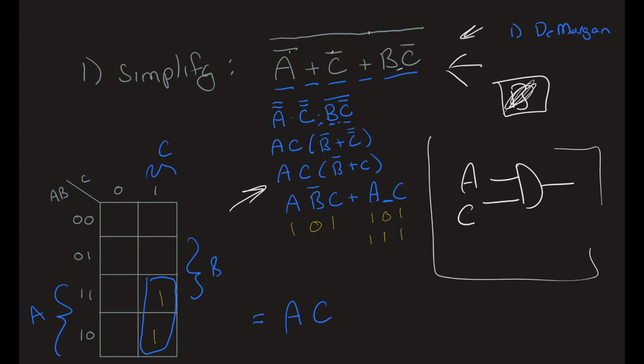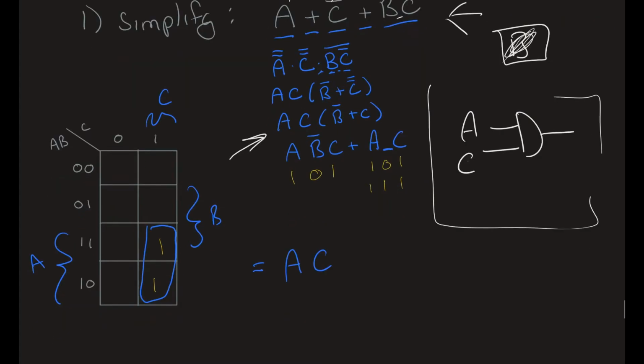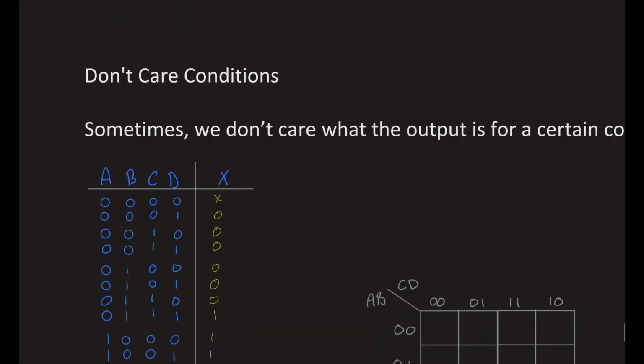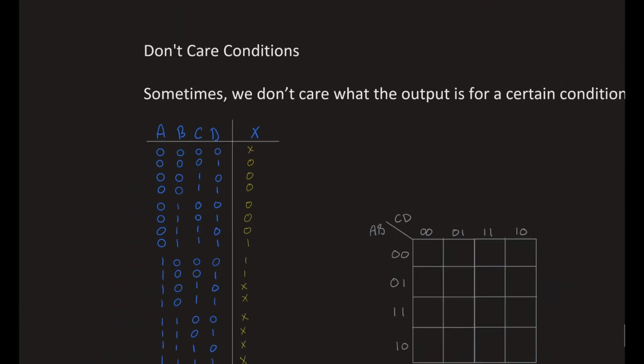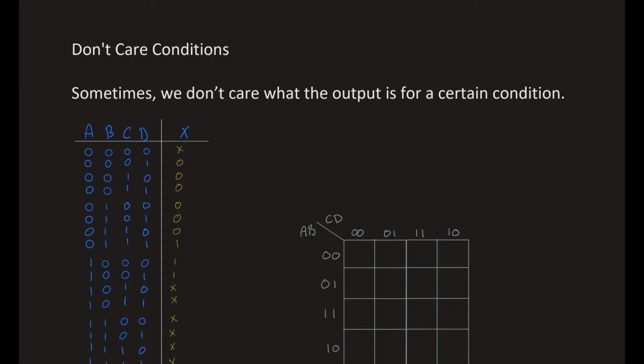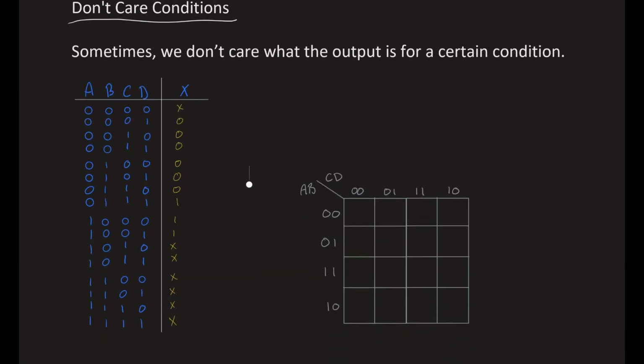That was probably some $50 sensor that your project doesn't even need. This is why K-map is so powerful. Alright, now we don't care. What? I gotta teach you one last thing. This is a technical term. Don't care conditions.